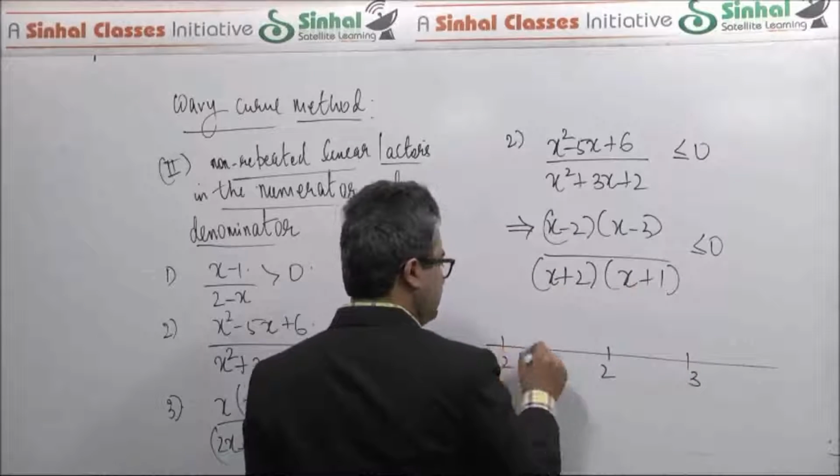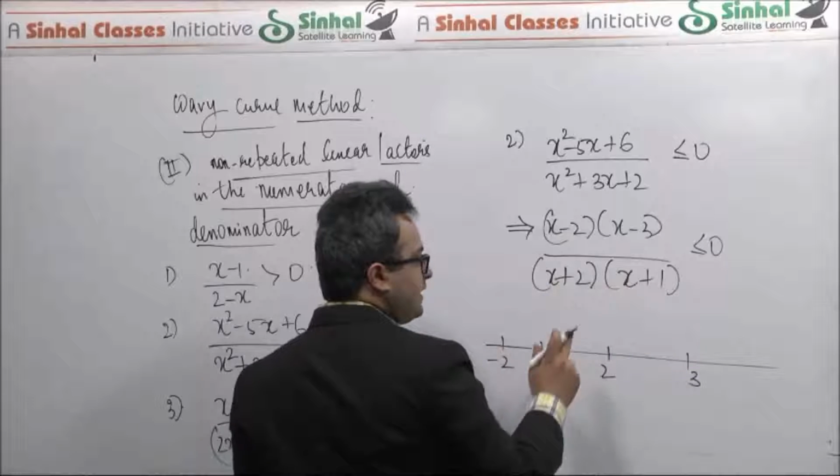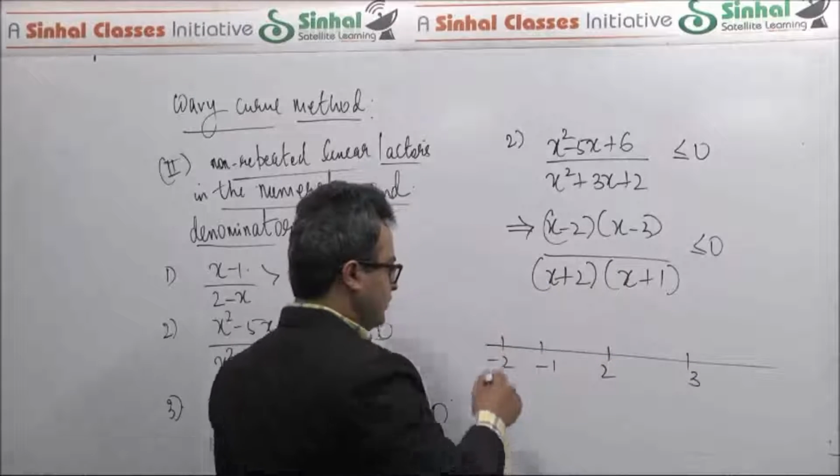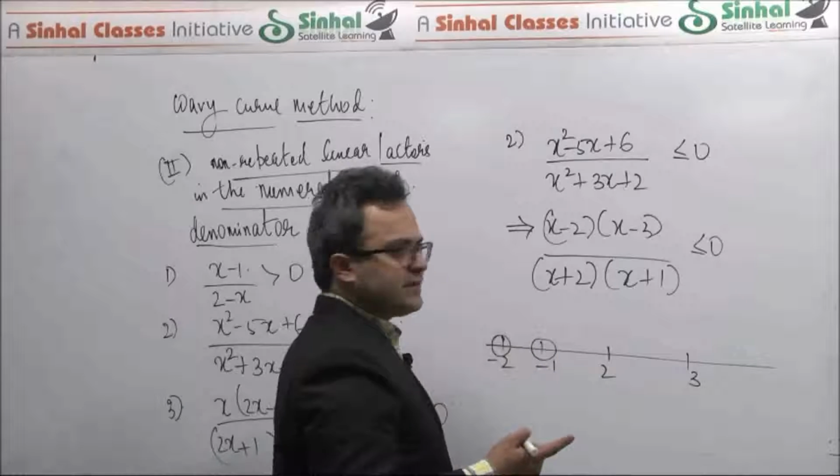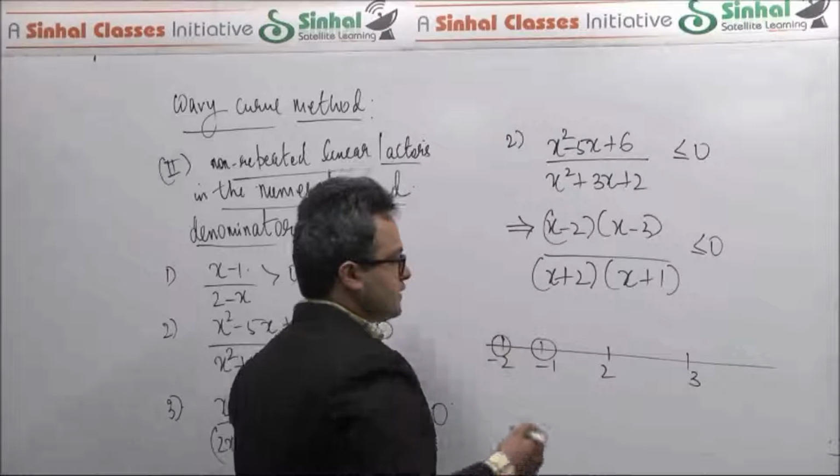So, and minus 2 and minus 1 come because of the denominator. So we'll just quickly mark a ring around it. Coefficient of x was anyway positive in all the linear factors. So we'll draw a wave.